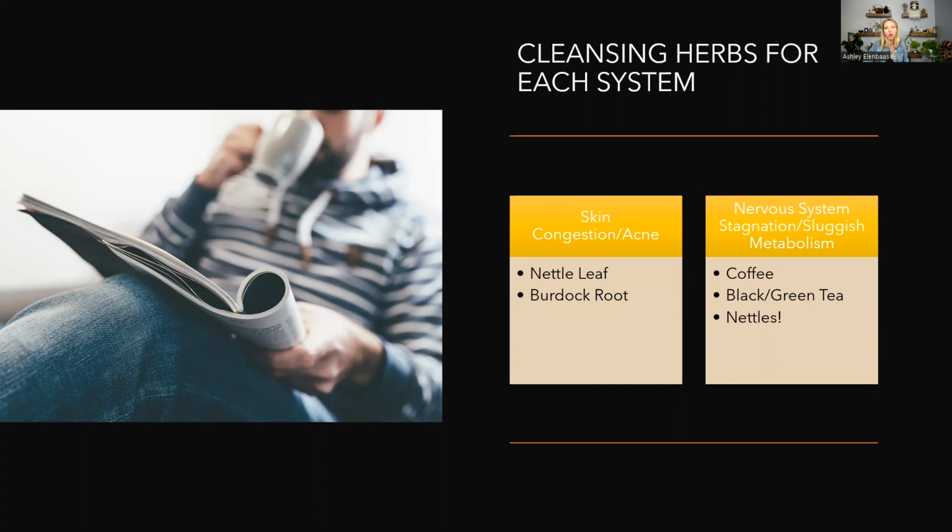So you want to use about a quart of hot water and then drink that every day for 2 weeks, and it'll clear. You'll be amazed. It's really, these herbs are amazing. Now, what about for the nervous system?